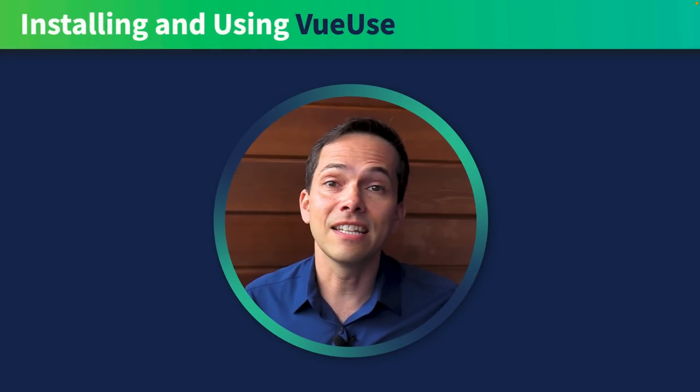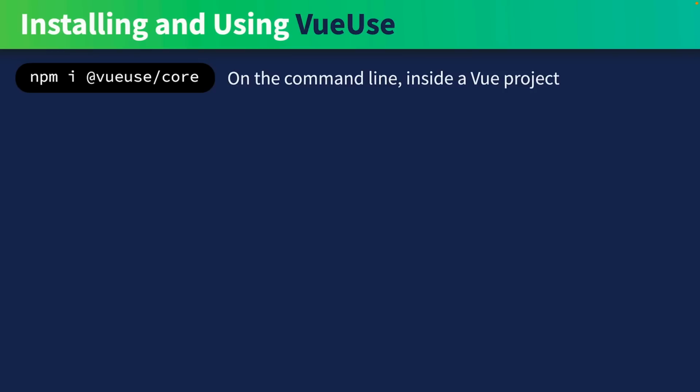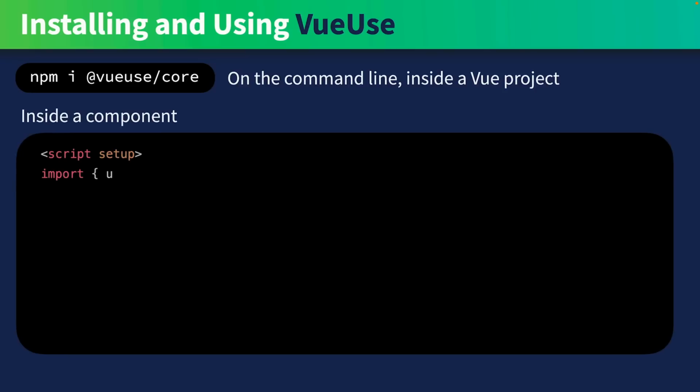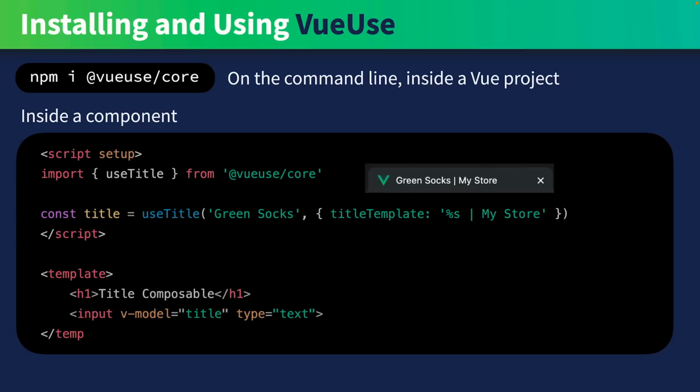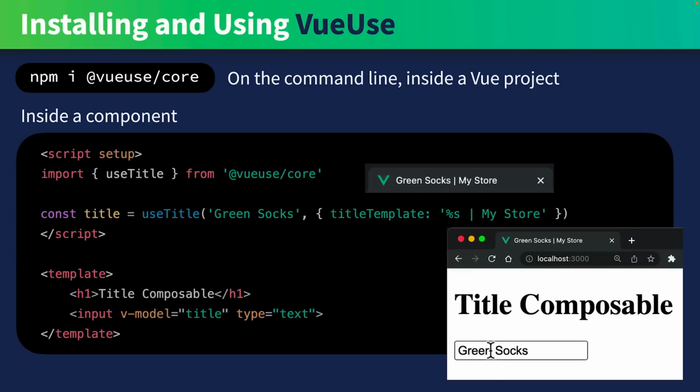Let's take a look at how easy it is to use a VueUse composable. First, we need to install the library inside of our Vue project. Then inside of a component, we simply import the composable that we want from @vueuse/core. Then we can simply use it as you see here. We're sending in Green Socks as our page title and our title template with My Store. This would show us a page title of Green Socks, My Store, like you see here. If we wanted to play with this composable, we could create an input which binds to title. Then, as you see here, we can change the input and the title gets updated in real time.